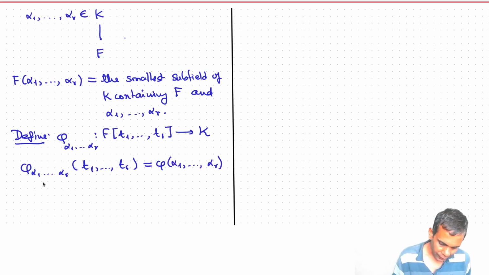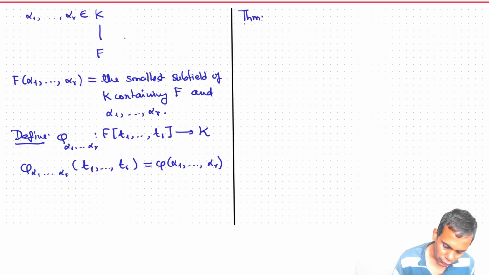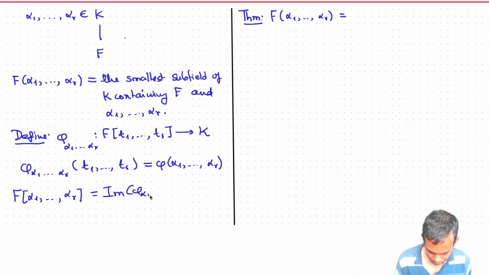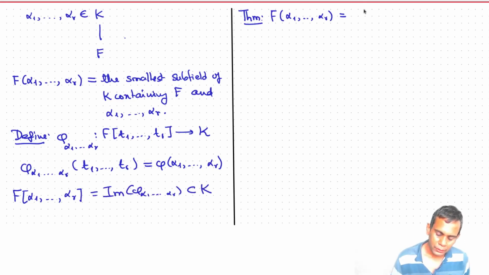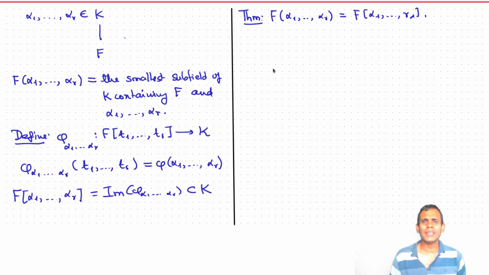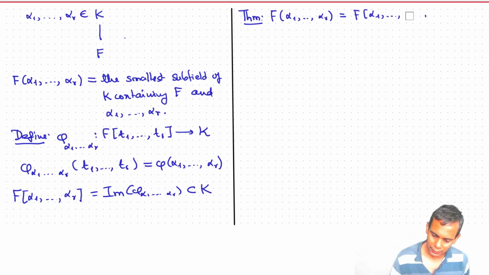Now I claim that in this case also the field F(alpha 1, ..., alpha r) is just given by the values of polynomials. Let's define F[alpha 1, ..., alpha r] as the image of phi alpha 1 through alpha r, which is a subring of K. So this is equal to F(alpha 1, ..., alpha r). The proof of this goes by induction on r.